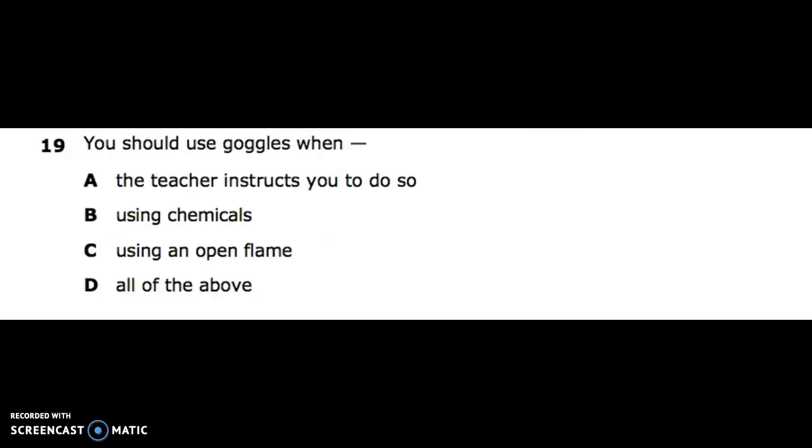Number 19. You should use goggles when A, the teacher instructs you to do so, B, using chemicals, C, using an open flame, and D, all of the above.